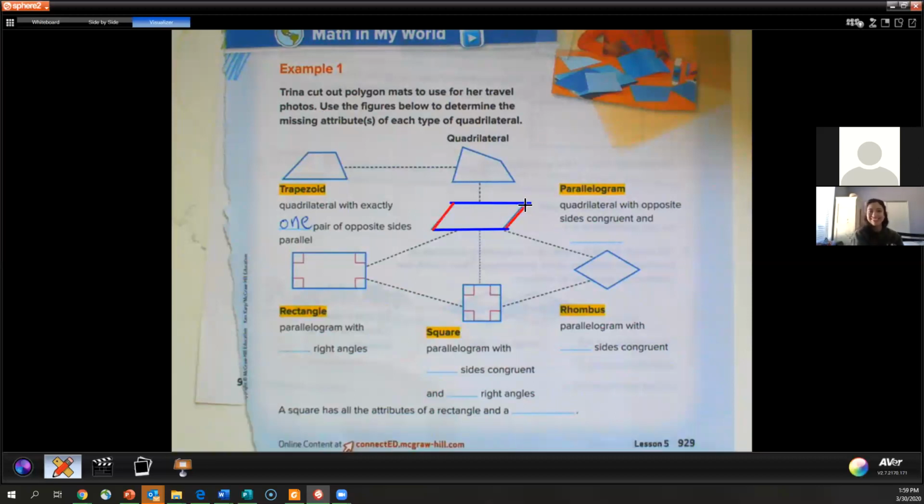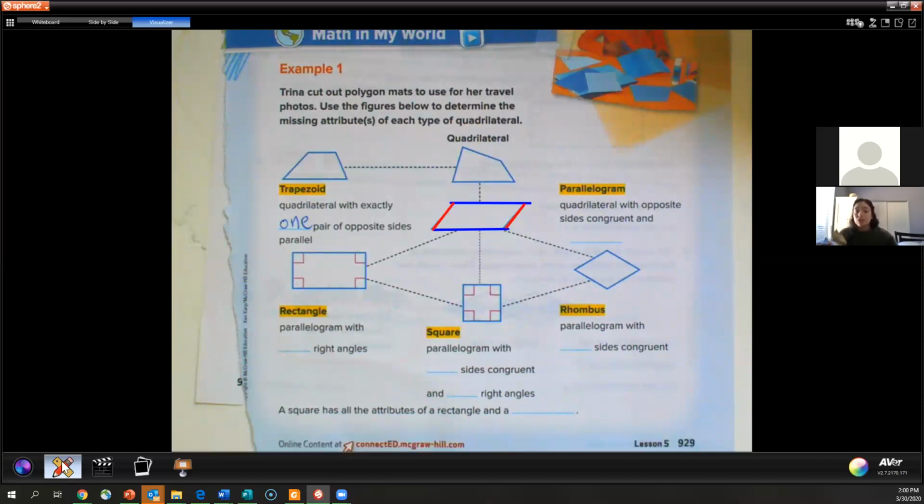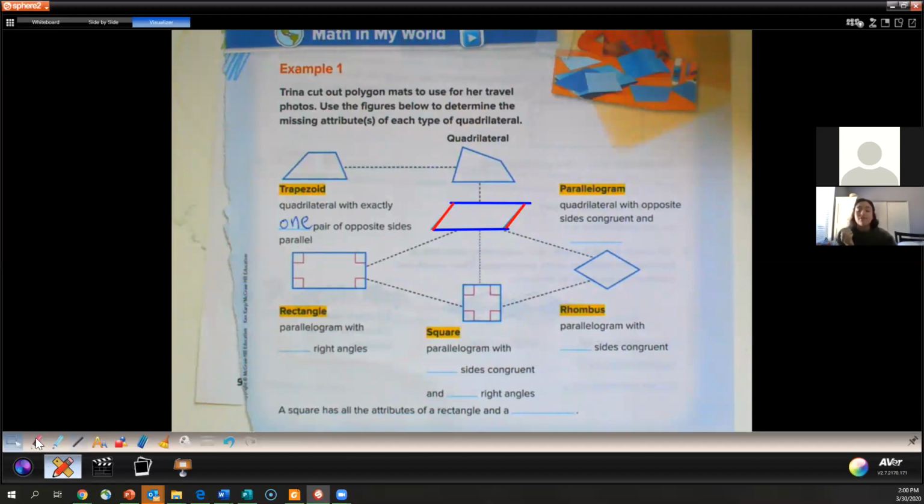Alrighty, so we have 2 pairs: the blue pairs of opposite sides, as well as the red ones. It's saying that the opposite sides are congruent, which means that they are the same size as well as the same shape. And what's another way that we could describe these pairs of opposite sides? Think to yourself as to how we could describe these.